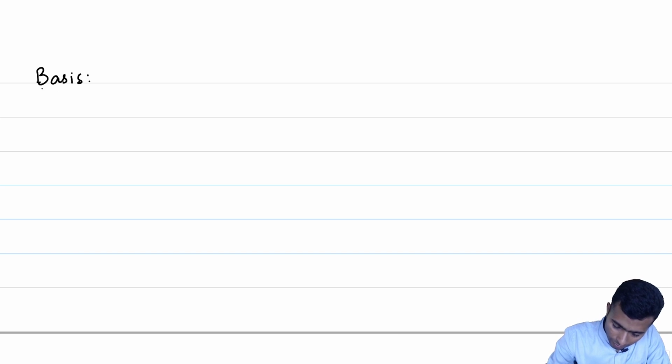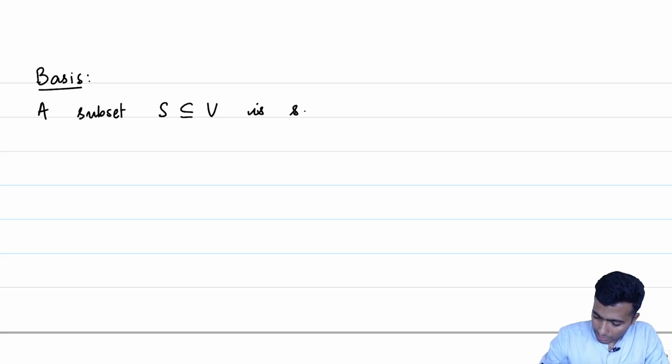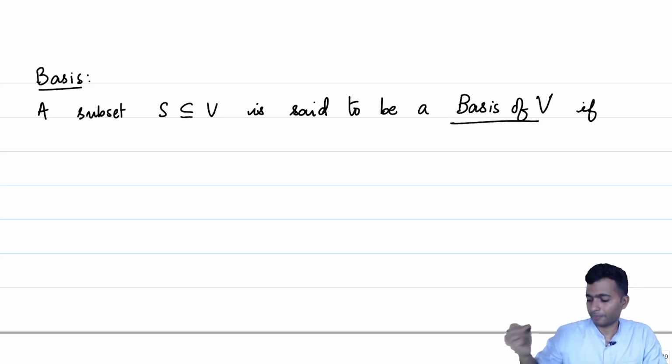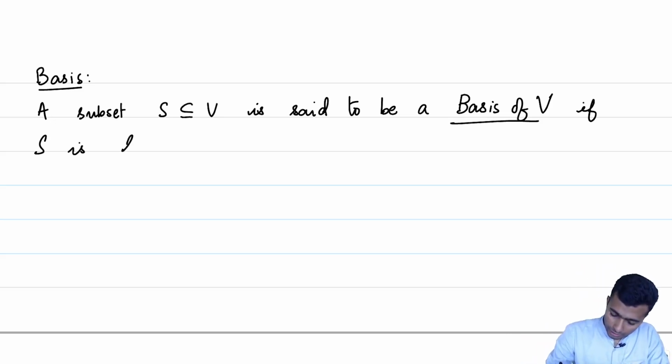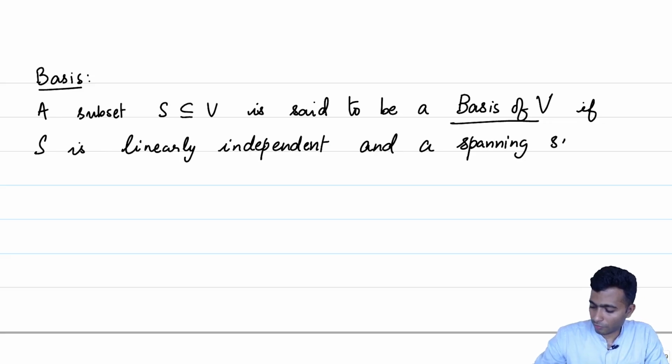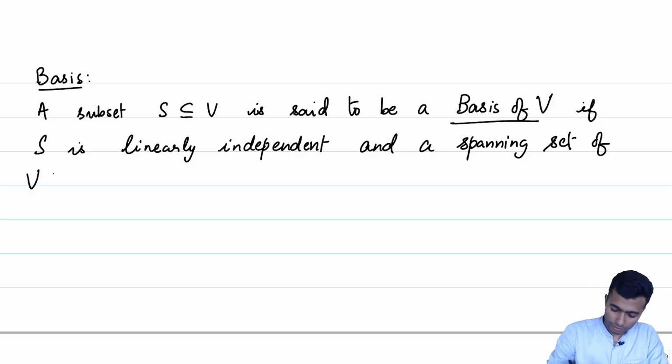Basis. A subset S contained in V is said to be a basis of V if S is linearly independent and a spanning set of V at the same time.